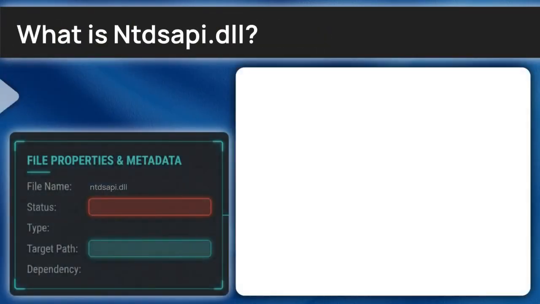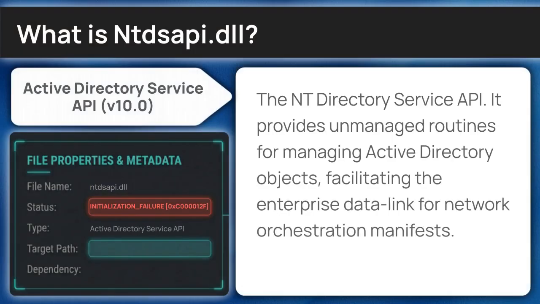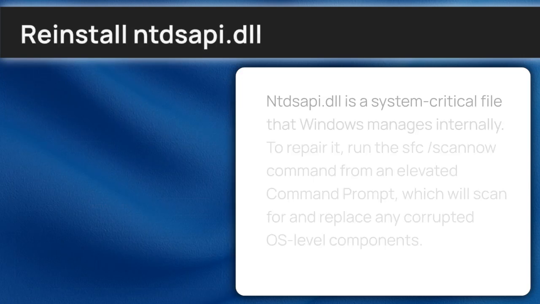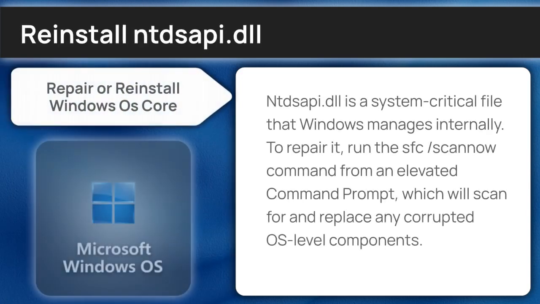This is the Ntdsapi, the NT Directory Service API. It provides unmanaged routines for managing Active Directory objects, facilitating the enterprise data link for network orchestration manifests. Now let's get this fixed up. Our first move is installing a fresh, clean copy of the library. Ntdsapi is a system-critical file that Windows manages internally.